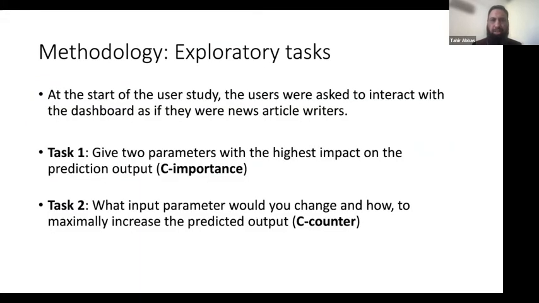At the start of the study, users were asked to interact with the dashboard as if they were news article writers. And there were 2 tasks they adopted from the prior research, where the first task was to give 2 parameters with a high impact on the prediction output. And the second task was what input parameter would you change and how to maximally increase the predicted output.